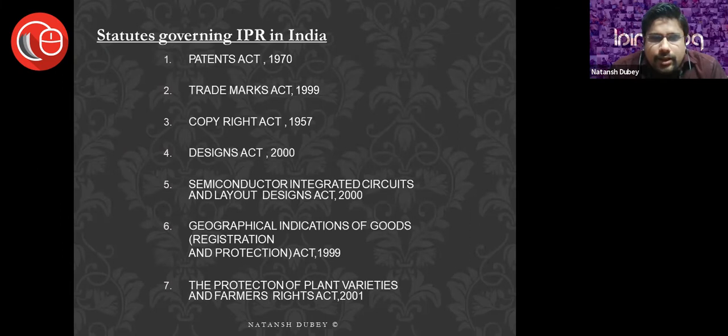And then again, in continuation of the previous slide, when we talk about the statutes governing these IPR, whether it's the Patents Act, the updated one, it has to be after 2000. The basic act is 1970. Same goes for the Trademarks Act. There are amendment acts which have come out later than this, but this is where the inception of the acts in India lies.